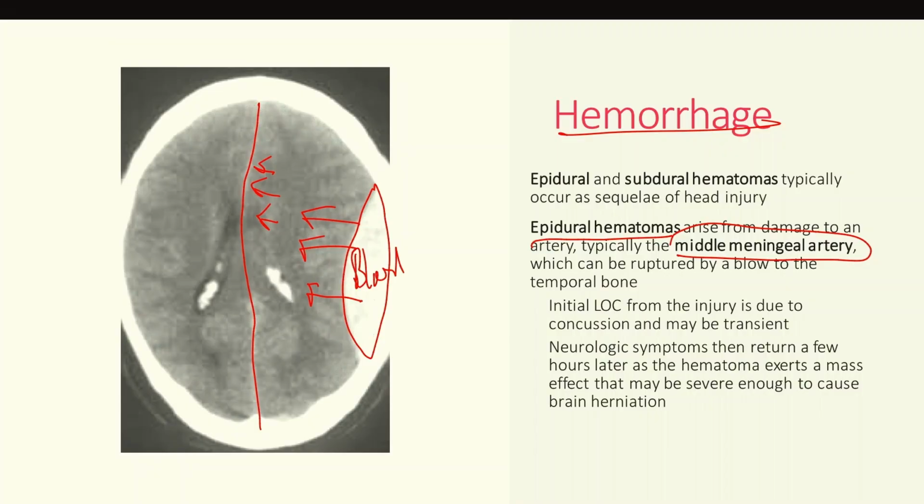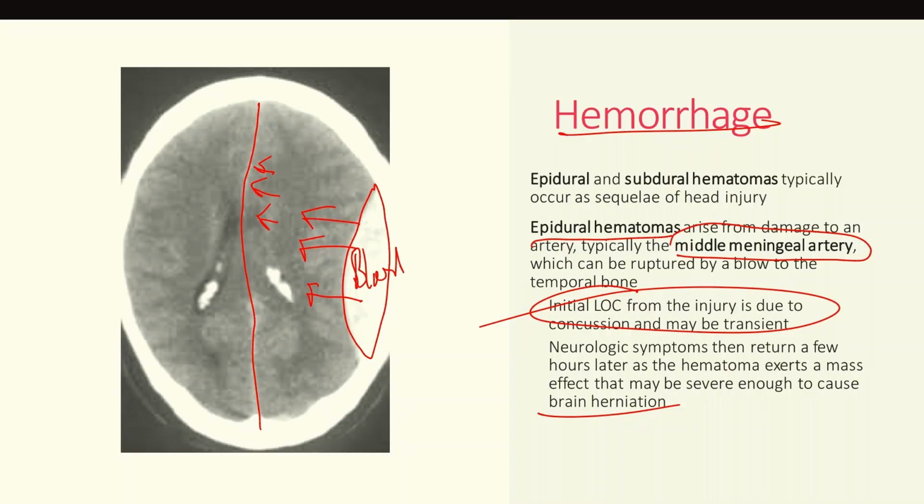What fluid is also in that subarachnoid layer? CSF. So you're going to bleed into the CSF from that subarachnoid space. So if I do a lumbar puncture on that patient, what am I going to see? Blood. There you go. Initial loss of consciousness due to the injury, maybe due to concussion, that caused them to lose consciousness, but they're going to wake up a little bit. But then hours later, these people crash hard. And that's due to brain herniation.